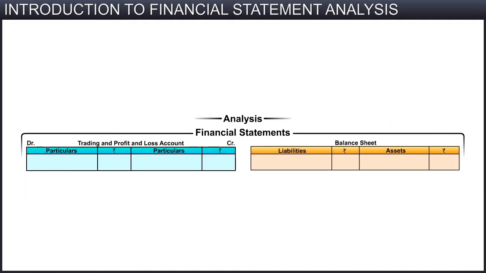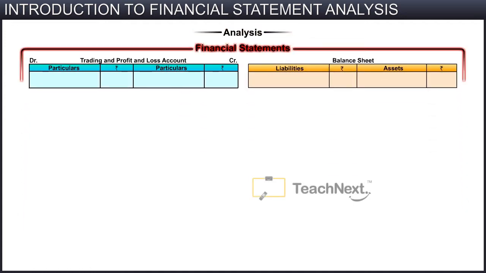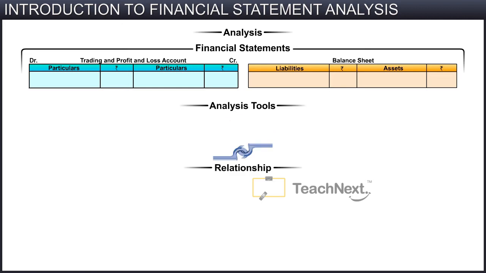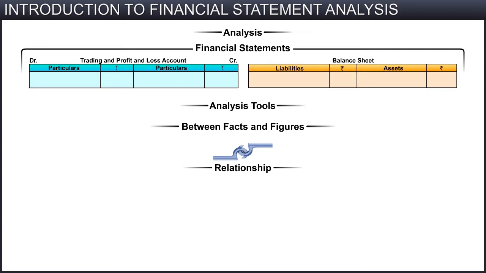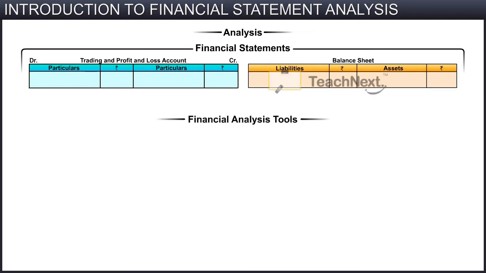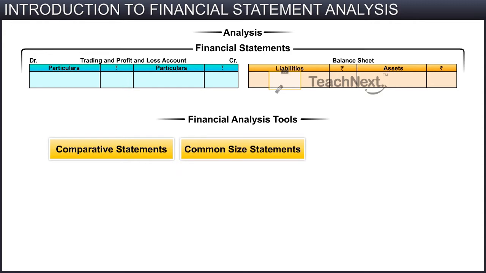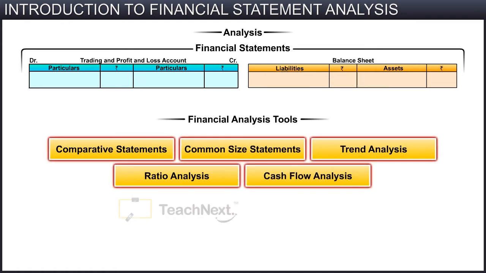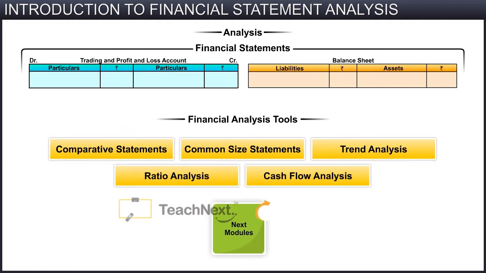The analysis of the financial statements is the process through which various analysis tools are used to establish and study the relationship between the different facts and figures contained within them. The various financial analysis tools include the comparative statements, common size statements, trend analysis, ratio analysis, and cash flow analysis. We will learn about each of these tools in detail in the next few modules.